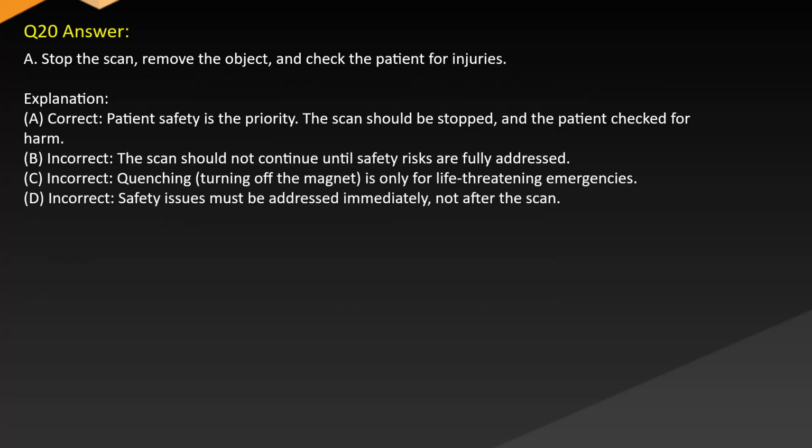Answer A. Stop the scan, remove the object, and check the patient for injuries. Explanation. A. Correct. Patient safety is the priority. The scan should be stopped and the patient checked for harm. B. Incorrect. The scan should not continue until safety risks are fully addressed. C. Incorrect. Quenching, turning off the magnet, is only for life-threatening emergencies. D. Incorrect. Safety issues must be addressed immediately, not after the scan.